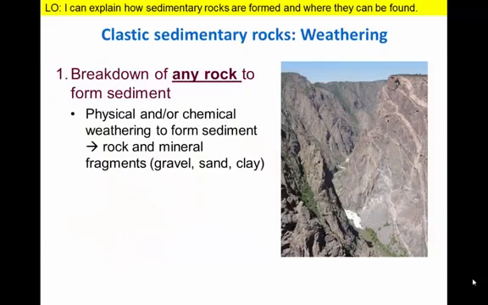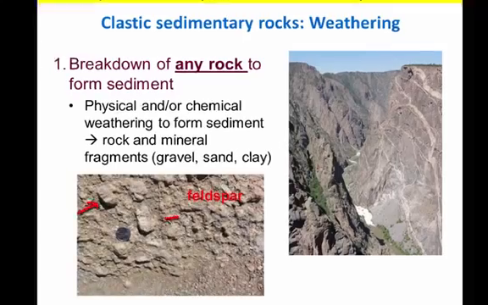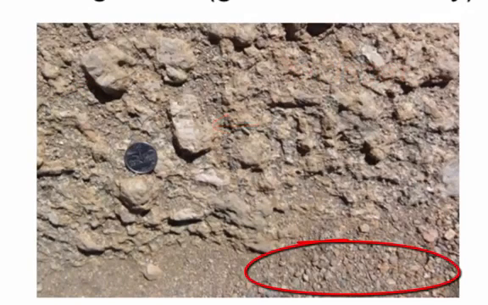Rocks break down on Earth's surface to form sediment. This sediment may be composed of the rock's constituent minerals, which may then be physically or chemically broken up further to form even smaller grains or other minerals. We can see the individual feldspar minerals weathering out of this igneous rock, and notice the grains of sediment at the base of the outcrop. Now we need to erode it or transport it away from its source.